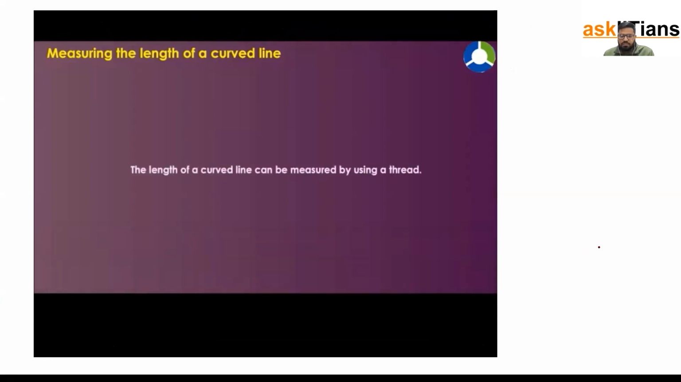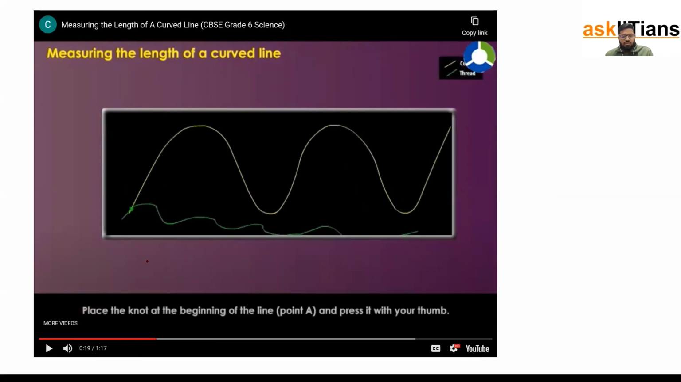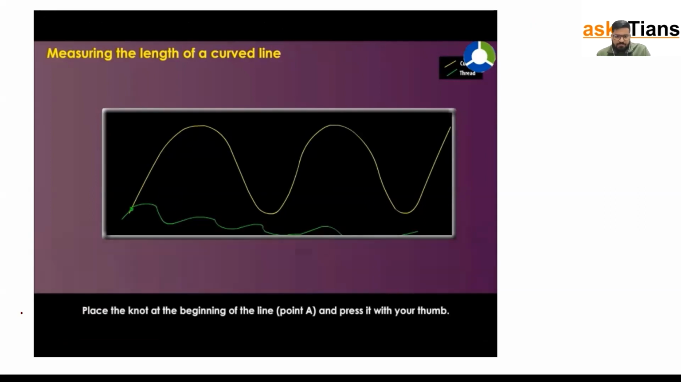The length of a curved line can be measured by using a thread. Put a knot on the thread near one end. Okay, so I told you, you have to put a knot on the thread at the one end of the curved line which you wish to measure. Here we wish to measure this yellow curved line or curved path. At the beginning of the line, point A, press it with your thumb.